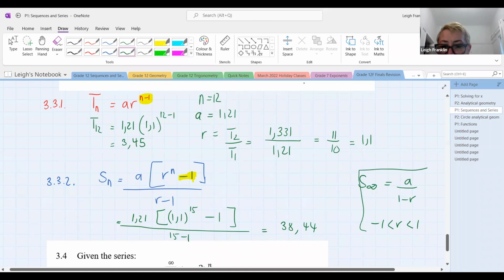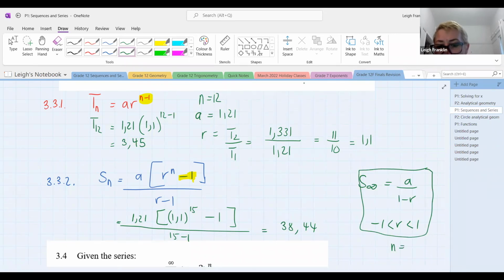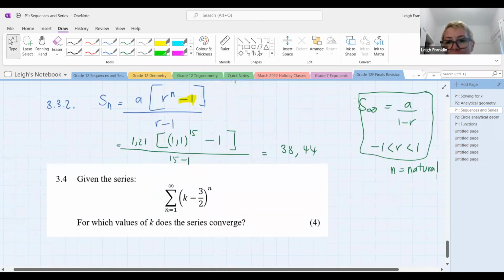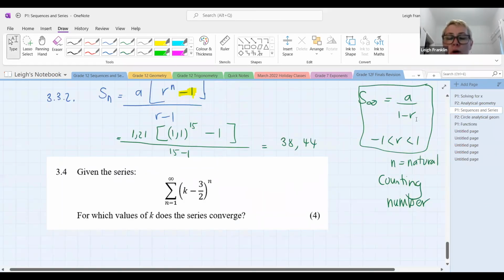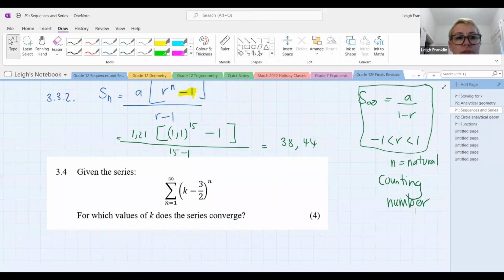As far as N is concerned, the restriction on N has to be natural. When I say the word natural, I mean it has to be a counting number. When we start counting, we will always start counting at 1. So 1, 2, 3, 4, etc. So N, if they ask you to calculate that, has to be a natural number or a counting number. When you are doing sum to infinity, the restriction on R has to be greater than -1, but smaller than 1. Okay, Sinasipo, I see you've got a question.